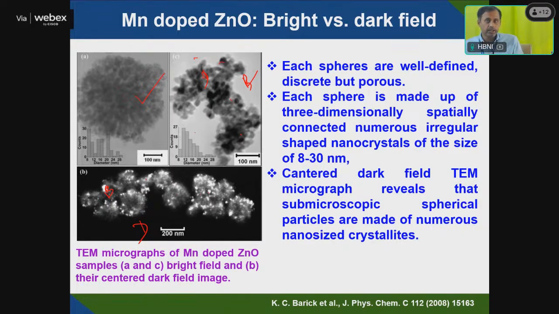If you have put some grains of zinc oxide or nickel, or some nanoparticles, in a polymer and want to see how the nanoparticles are distributed in my amorphous polymer matrix, you can take such a diffraction pattern with a centered dark field imaging. You will be able to see the image by dark field imaging.